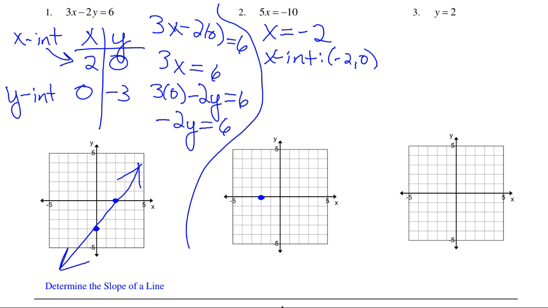What about the y-intercept? Well, when we do x equals negative 2, again, that means all the x's are negative 2, which means we actually have a vertical line going through that point. If we have a vertical line, that means it's not going to cross the y-axis. So we actually have no y-intercept.